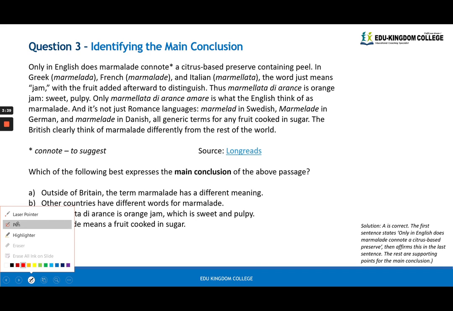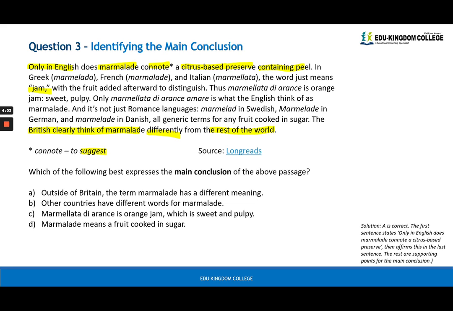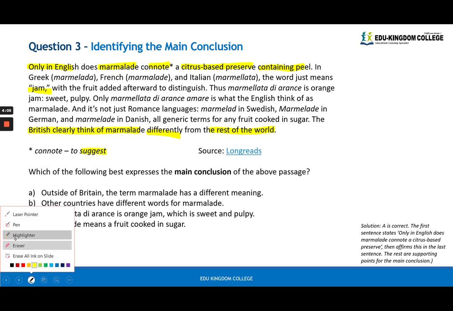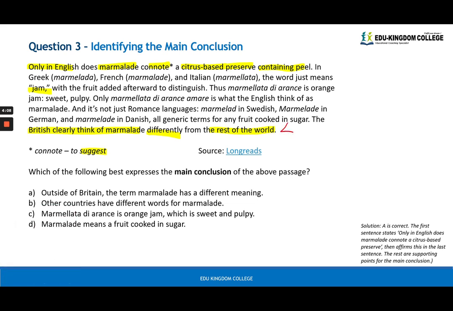Okay, so what is the main conclusion here? Let's highlight. We know that only in English does marmalade connote or suggest a citrus-based preserve containing peel. In other languages, it just means jam. So you can see what all the other languages, and it says not just Romance languages. The British clearly thought of marmalade differently from the rest of the world. That is kind of the main idea. And that's why A is the best answer.